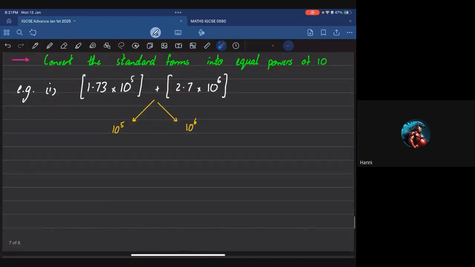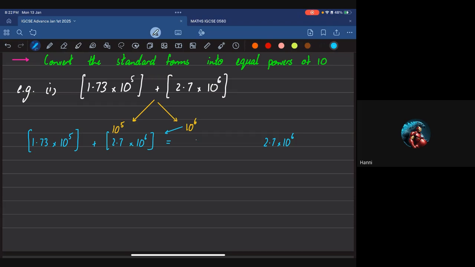I'm going to take 1.73 into 10 raised to the power 5, and it's adding to 2.7 into 10 raised to the power 6. Now, in order to make them both into equal powers of 10, I have opted to make both of them 10 raised to the power 6. One of them already exists as 10 raised to the power 6, so it's going to be 2.7 into 10 raised to the power 6. It's going to be written as it is.